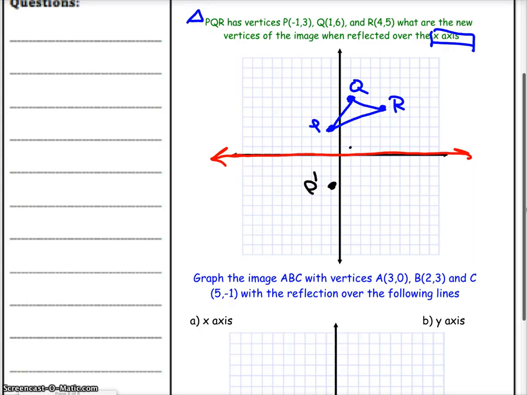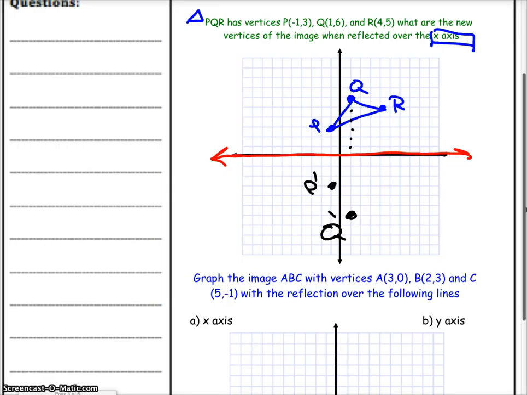Well, I have 1, 2, 3, 4, 5, 6, I think. I'm not very confident because the lines are blurry to me. 1, 2, 3, 4, 5, 6. So Q prime is going to be how far away? Say it. 6. From the line of symmetry. So 1, 2, 3, 4, 5, 6, Q prime.